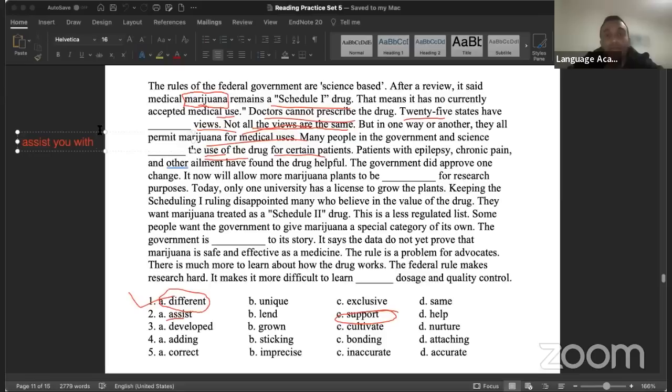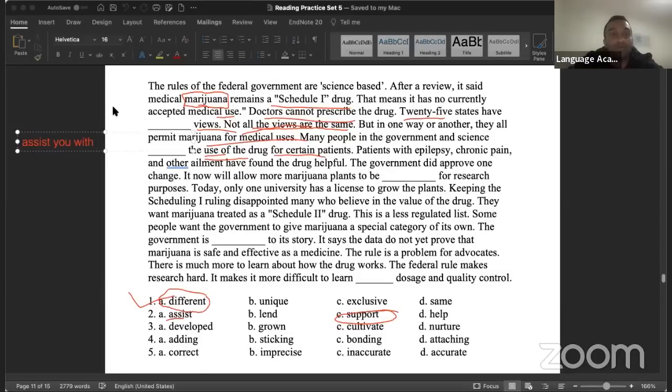All right, third one. The government did approve one change. It now will allow more marijuana plants to be dash for research purposes. After "to be", now that is my question. Just send your answers in the chat. After "be", which form of verb do we normally use? Or what word will we use? Third form of verb. Very good.